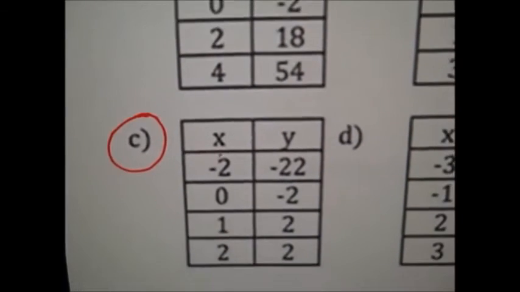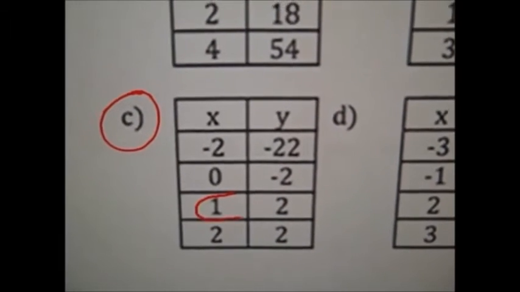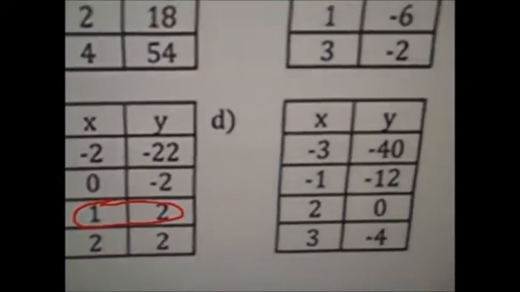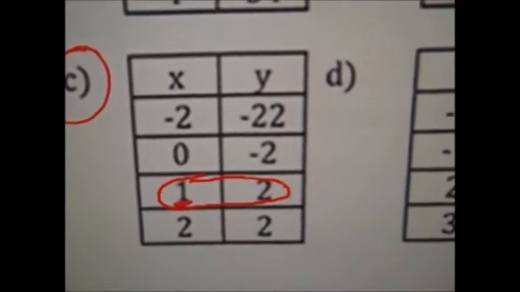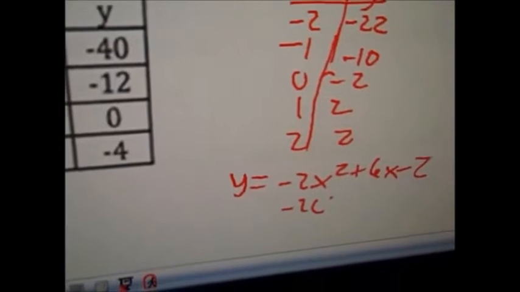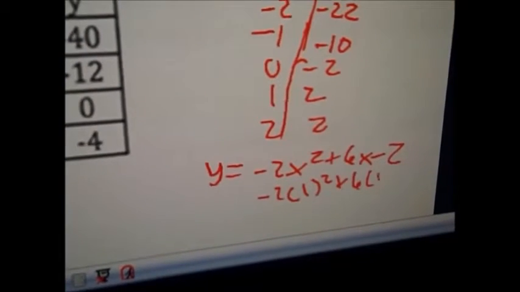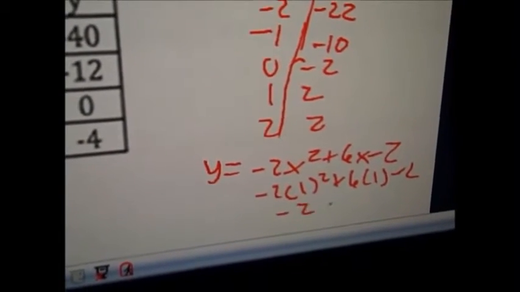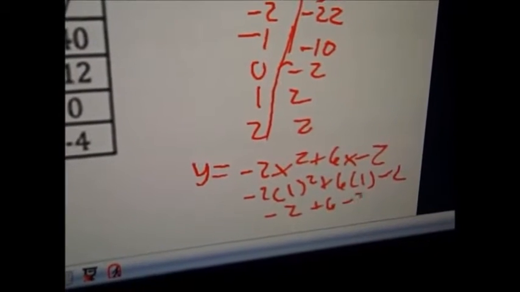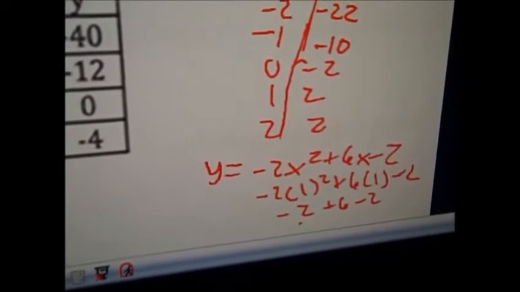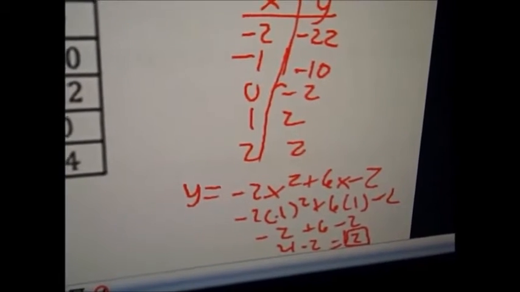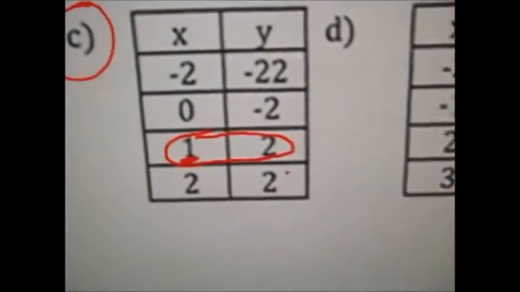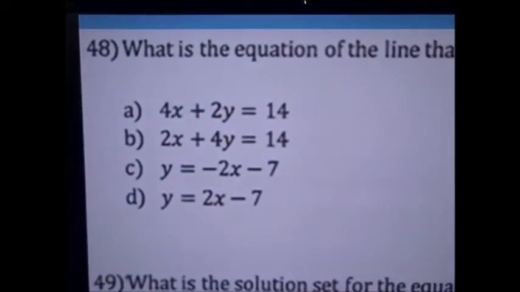Let's see. And to check, just pick a point. The positive numbers are easy to work with, 1 and 2. Use this equation here and substitute in 1 for x, and you should get 2 for y. I'll substitute x in and then see what I get. It's -2 plus 6 minus 2. That will be 4 minus 2, that will be 2. When I plug in 1 for x, I get 2 for y. That is correct here. This one is correct.